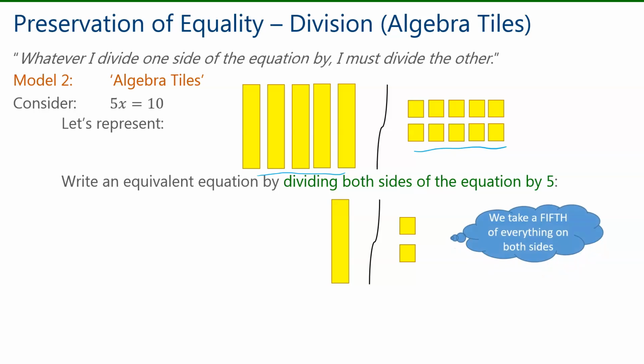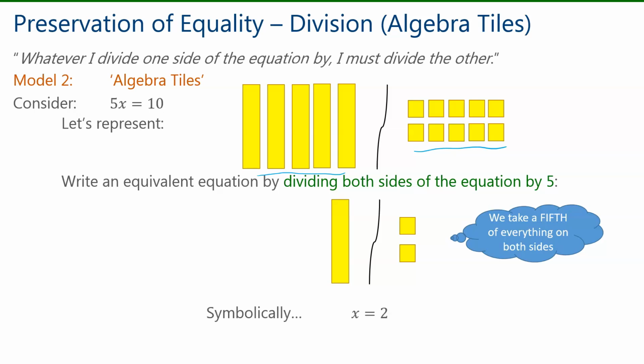If I take a fifth of 5 variable tiles, I'm left with 1 variable tile. If I take a fifth of 10 units, I'm left with 2 units. Another way you could look at it is that if you have 5 variables and you have to put them into equal groupings, you would have 1 in each group. If you have 10 units and you have to put them in 5 equal groupings, you would have 2 units in each group.